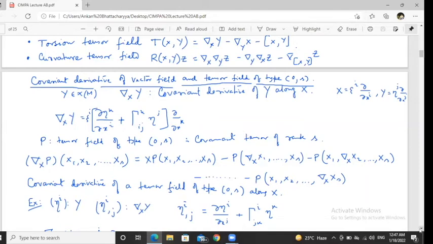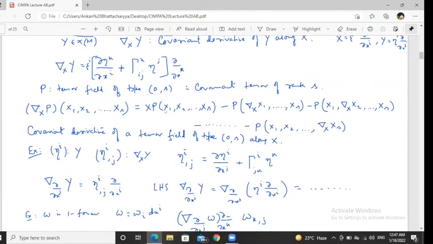Now, if P is a tensor field of type (0,s), that is, a covariant tensor of rank s, then ∇_X P (X_1, X_2, ..., X_s) acts over the s vector fields X_1, X_2, ..., X_s, and it is defined as X(P(X_1, ..., X_s)) minus the corresponding terms. This is the expression for ∇_X P. It is called the covariant derivative of a tensor field of type (0,s) along X.